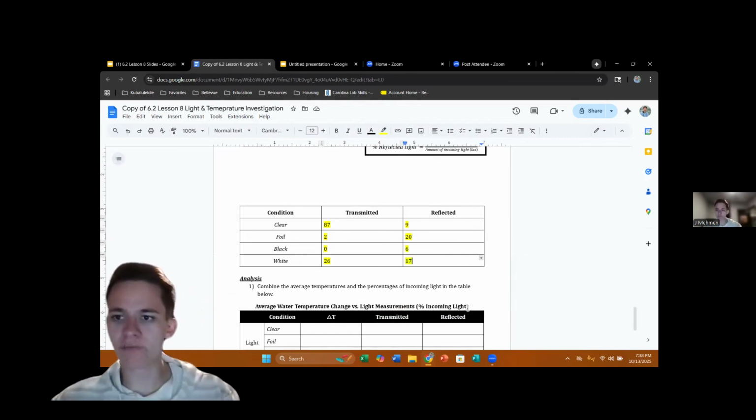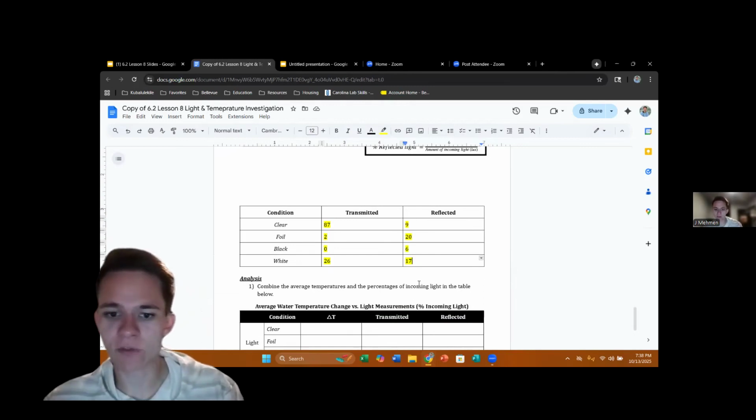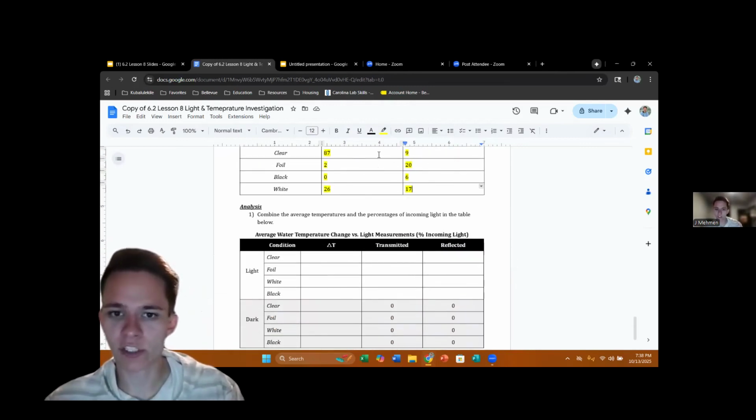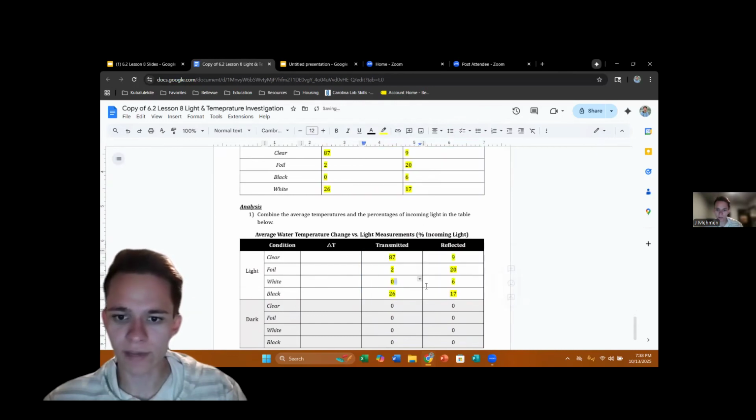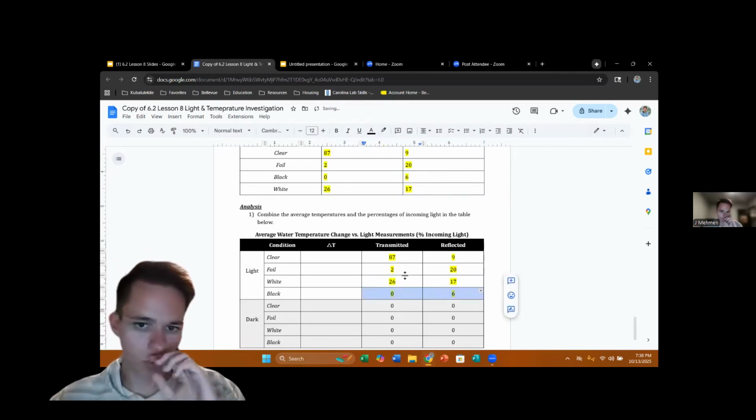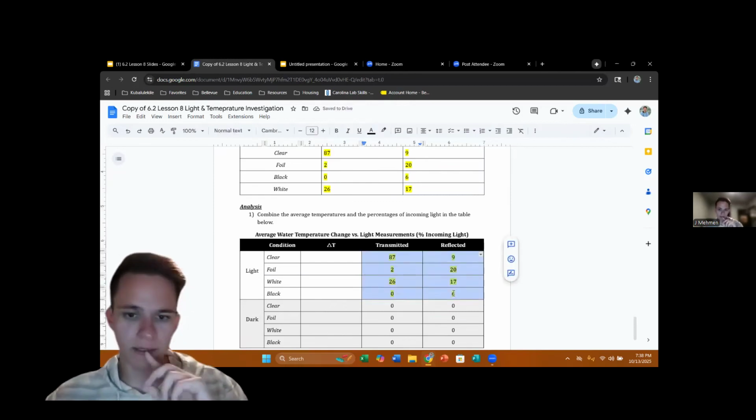Okay, so we have a bunch of data. I want to collect this all in one table so that it's a lot easier to understand. So I'm going to just transfer these numbers down here. One thing to keep in mind is my black and white columns switch. So that's something I'm also going to have to switch over here, which is fine. I can do that. Okay, so those should be locked in.